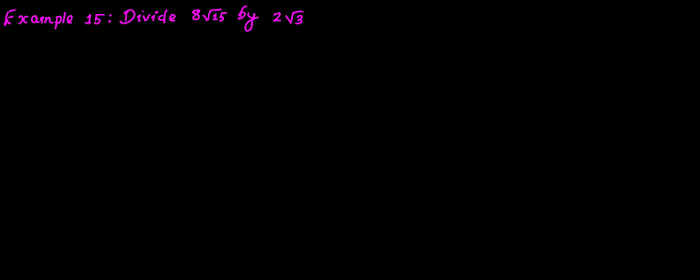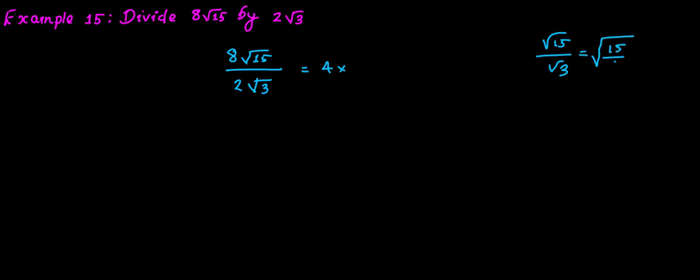Another example, divide 8 root 15 by 2 root 3. What is 8 by 2? 8 by 2 equals 4. And what is root 15 by root 3? Root 15 by root 3 equals root of 15 by 3, which equals root 5. So 4 into root 5 equals 4 root 5. So the answer is 4 root 5.